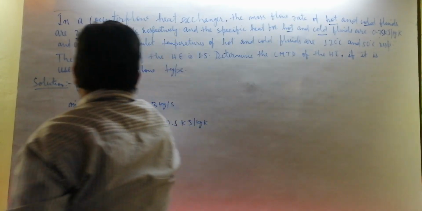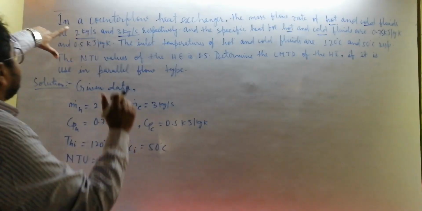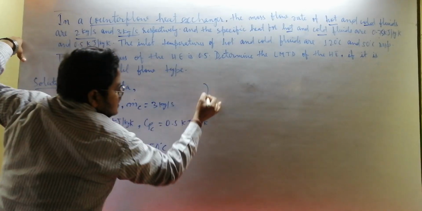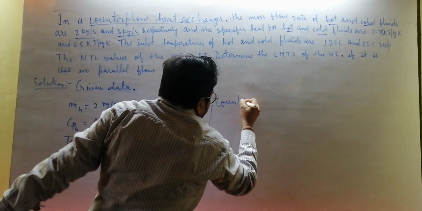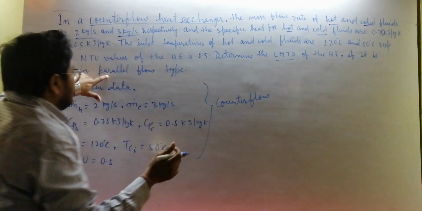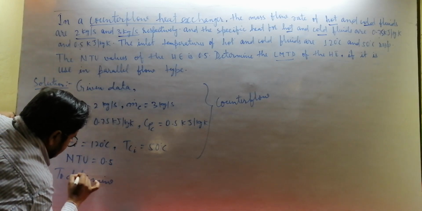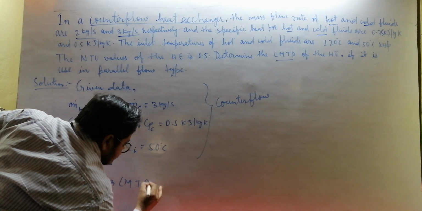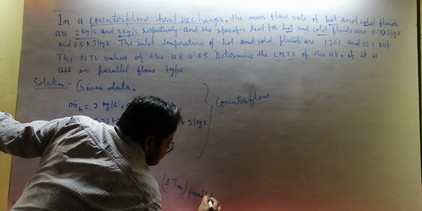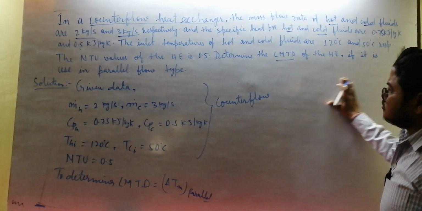if it is parallel flow type. See here, the given data is for the counterflow heat exchanger. All this data is given for counterflow type, but he is asking to determine the LMTD for parallel flow. So be careful at this point. Okay, I will solve this question.